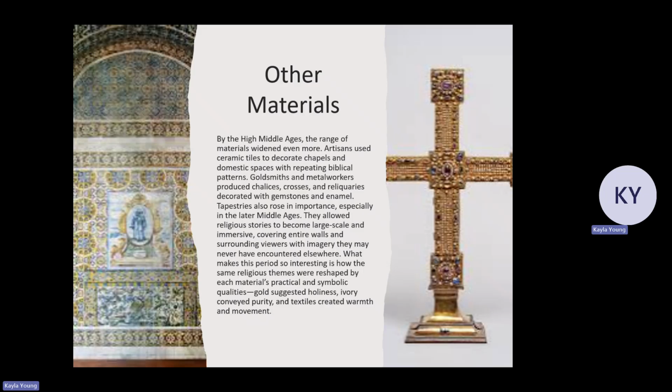What makes this period interesting is that the same religious themes changed depending on the material that was used. For example, gold symbolized holiness, ivory suggested purity, and tapestries added movement and warmth.